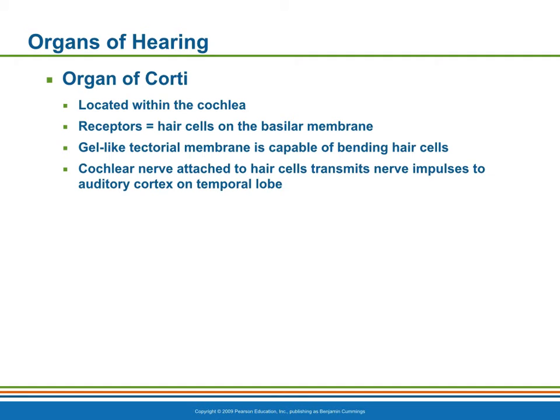As the sound waves are transmitted by the ossicles from the eardrum to the oval window, it sets the fluids of the inner ear into motion. The receptor cells are stimulated when their hairs are bent or tweaked by the movement of the gel-like tectorial membrane. Once stimulated, the hair cells transmit impulses along the cochlear nerve to the auditory cortex in the temporal lobe. Here, we interpret sound and get hearing to occur.